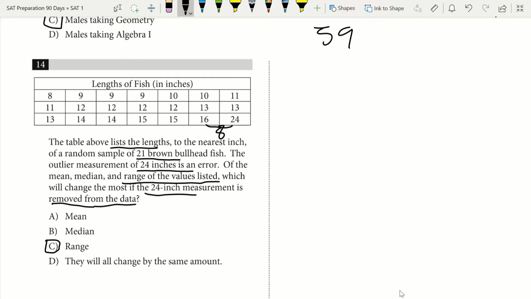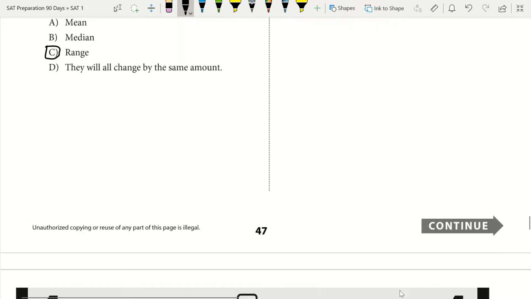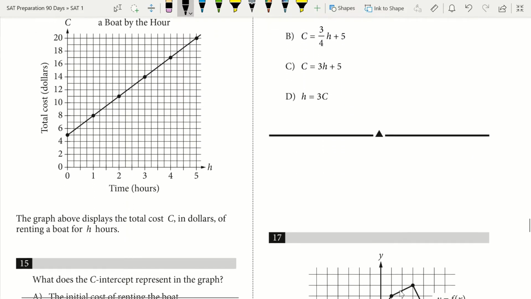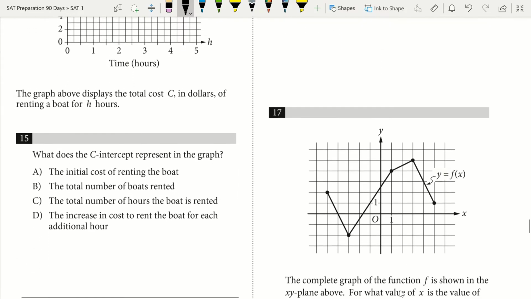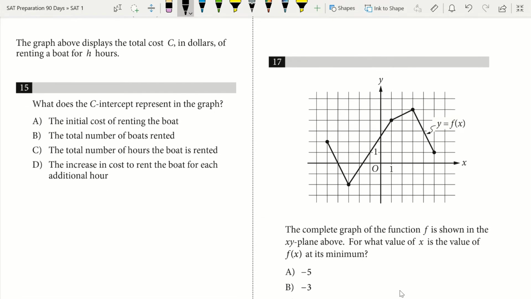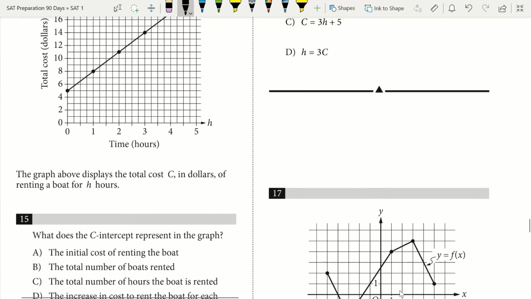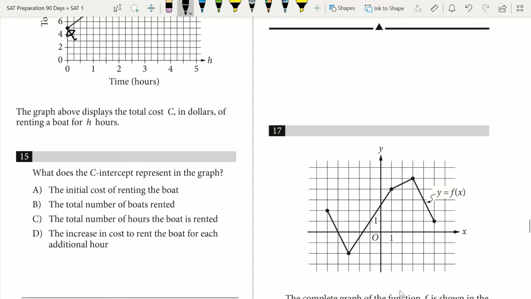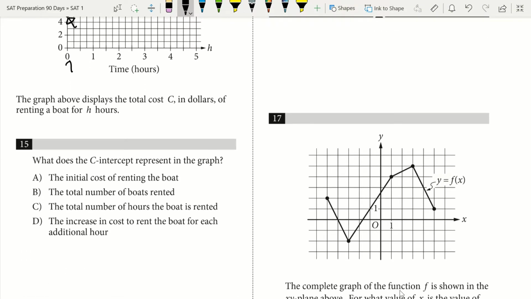All right, now we got question 15. Question 15 is paired with 60. We have total cost of renting a boat by the hour, total cost y-axis, time x-axis. What does the y-intercept represent in the graph? Well, that's going to have to be our initial cost of renting that boat, right? Anytime we have cost on the y-axis, our intercept where x is 0 is going to have to be our initial cost. In this case, that's the initial cost of renting a boat. So that's going to be answer choice A for 15.